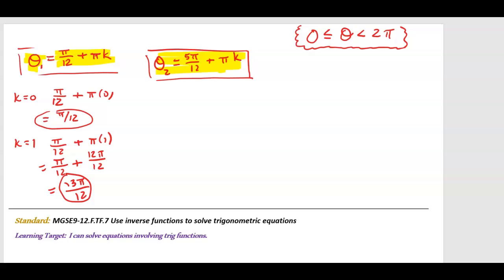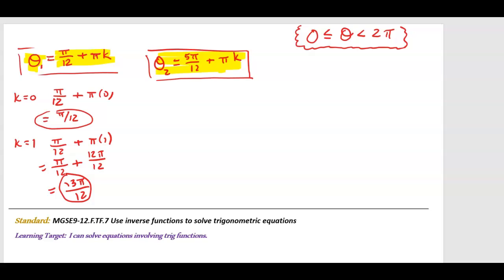You can plug it in and just see that that happens. But for this general rule, we plugged in 0. We plugged in 1. If I were to plug in -1, I would end up with a negative angle. I need theta to be between 0 and 2 pi. So for this general rule, the only two angles I can get out of this formula are when k is 0 and when k is 1. Those are two of my solutions.